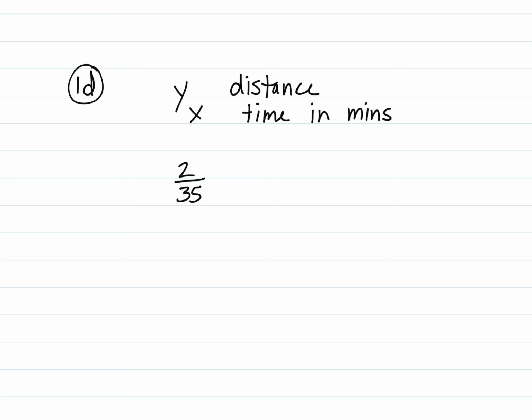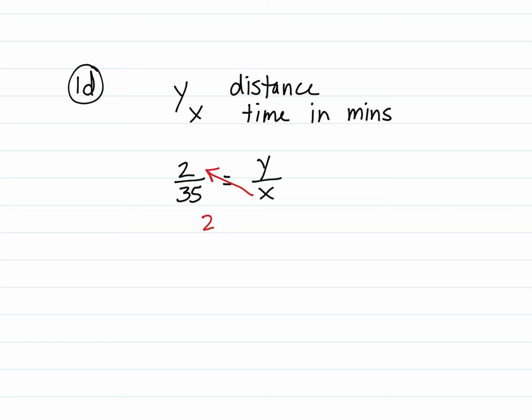For part D, we need a 2-variable equation. Y was our distance. So we're going to use another variable. Usually we use x, so we will make that our time in minutes. Using our constant from before, we have 2 over 35. Distance always goes on top, and time goes on the bottom.